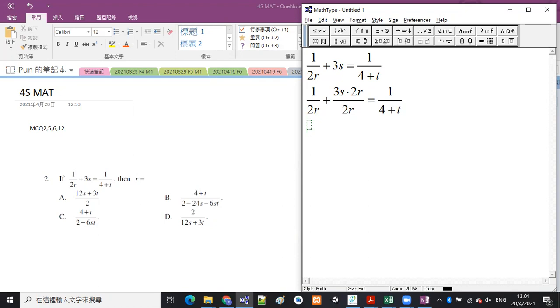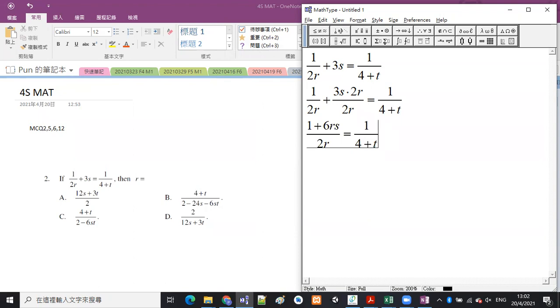So when the two fractions are having the same denominator, you may merge them to be one single fraction, like this, 1 plus. And then you can really multiply the two numbers together. 3 times 2 becomes 6, and we have R and S here, okay? And denominator is just 2R. Right-hand side is 1/4 plus T, no change.